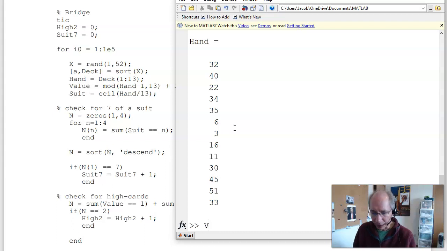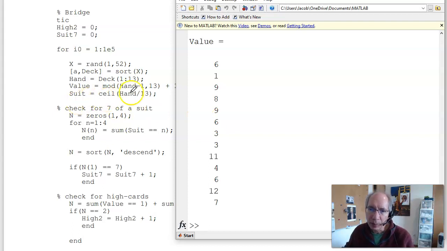To see what the values are, take the mod of hand minus 1, because it starts at 1, going 0 on up. Take that mod 13, so it goes 0 to 12, 0 to 12, 0 to 12, plus 1 gives you 1 to 13, 1 to 13. There's the cards. So there's the 6, Ace, 9, 8, 9, 6, 3, 3, Jack, 4, Queen.